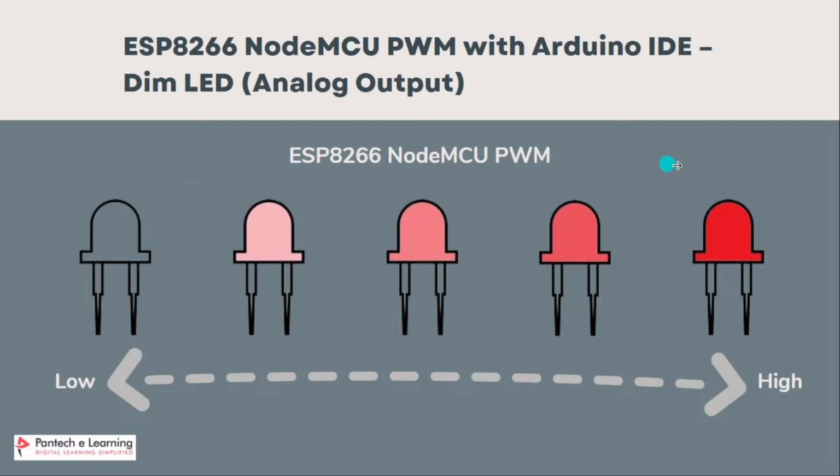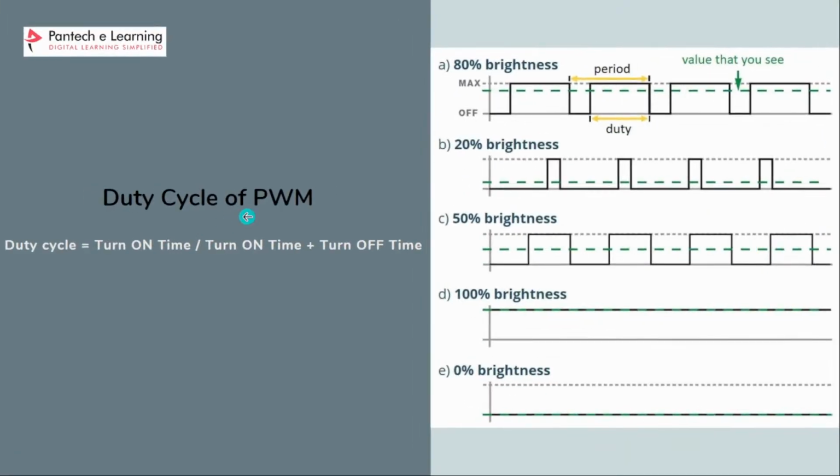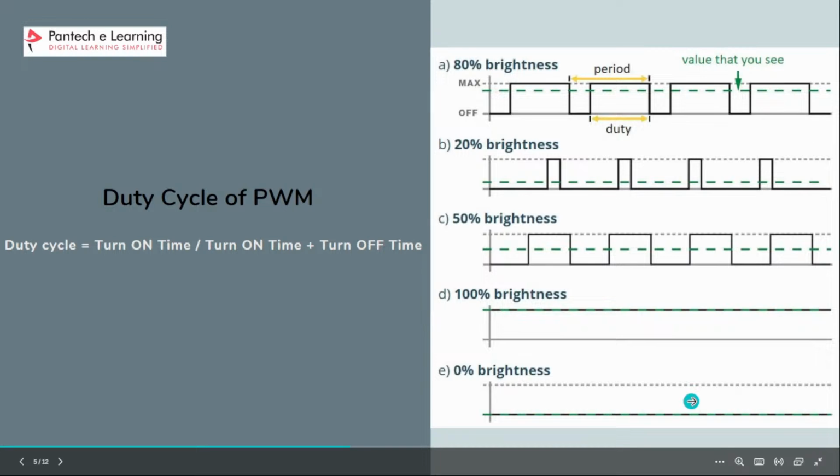And there are two important parameters associated with a pulse width modulation signal. First one is the duty cycle. As we know, a pulse width modulation signal stays on for a given time and stays off for a certain time. The percentage of time for which this signal remains on is known as the duty cycle. If the signal is always on, then it has a 100% duty cycle. If it is always off, it will have 0% duty cycle.